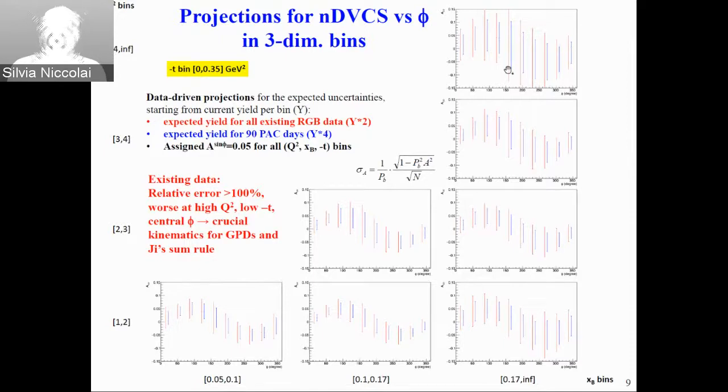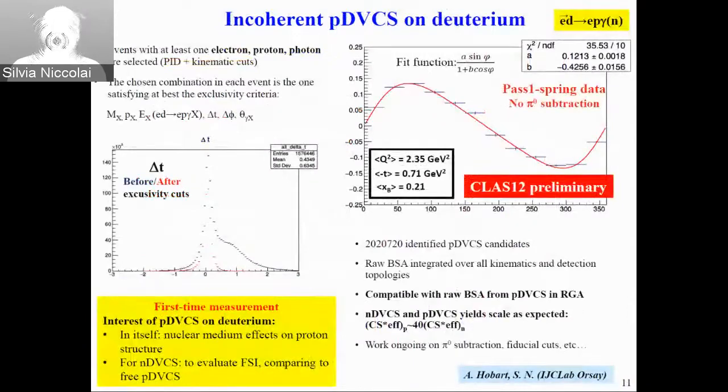And the situation is especially bad at high Q square and low T. High T here we have integrated over, that's left, but the low T has pretty bad error bars. And this is a region that is very interesting and crucial for the GPDs. We want to be at high Q square and low T for the sum rule. So we consider it crucial to complete the data taking for this experiment.